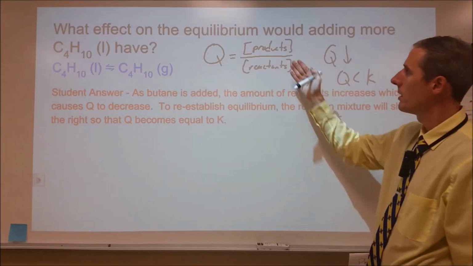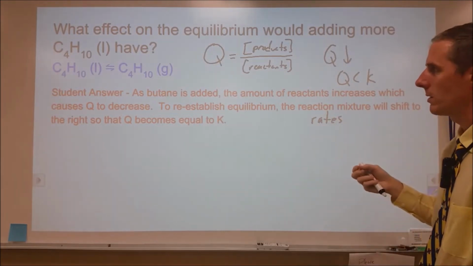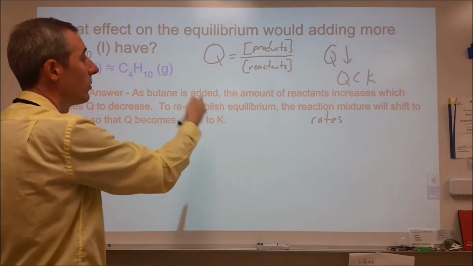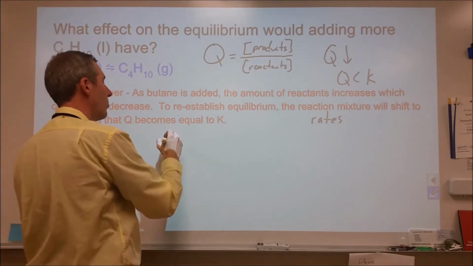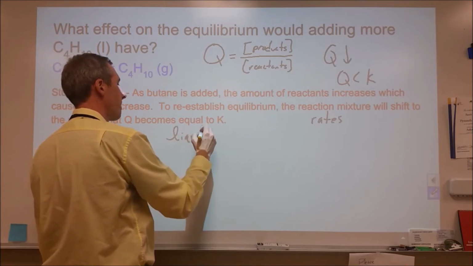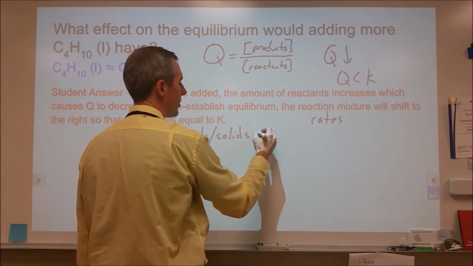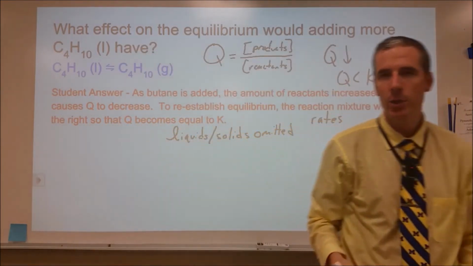And that is that these concentrations of products and reactants don't apply to liquids and solids. There's a reason for that, and that's a good opportunity for us to tie in rates with this and explain why this doesn't change. But liquids and solids are omitted from your equilibrium expression, from your Q expression. So really, adding a liquid to this is not going to change anything at all.